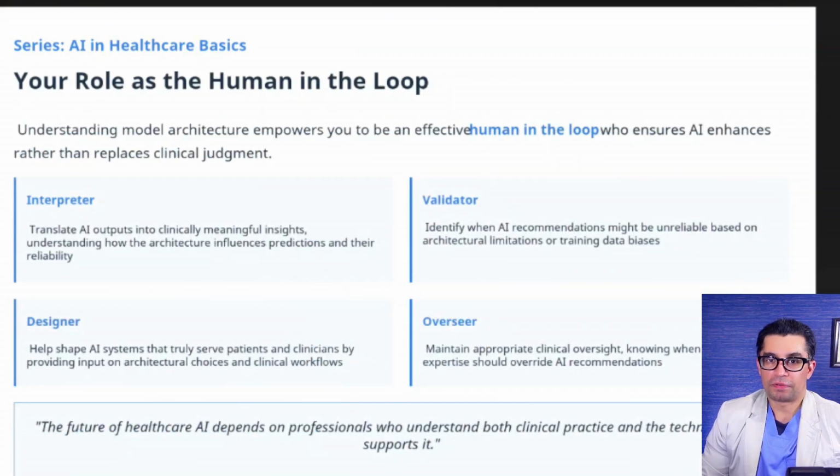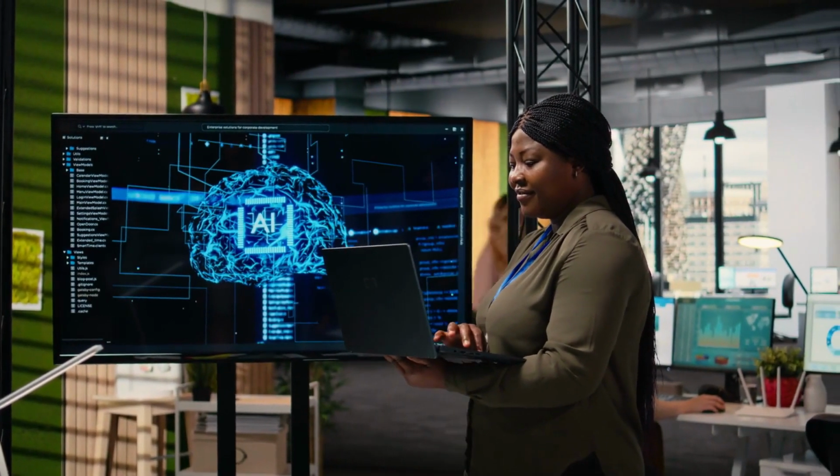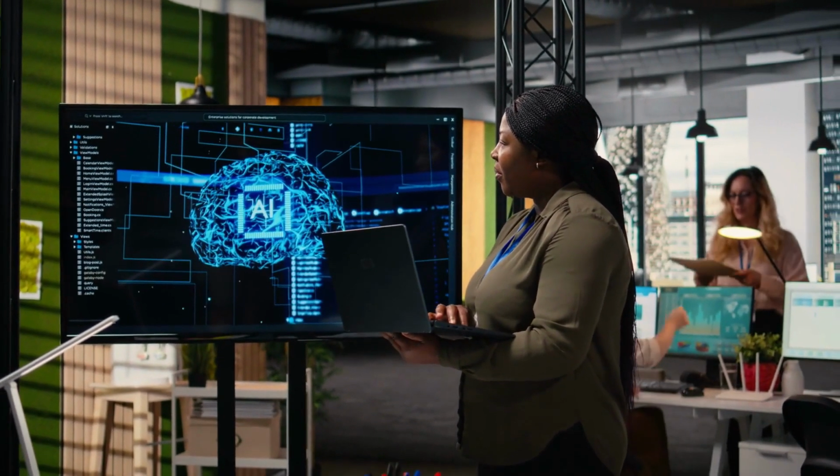If you can discuss AI model architecture in a healthcare setting, you stop being a passive AI user and you start being a person who shapes and develops safe and effective AI systems. And that's the human in the loop. And that's the future leader in healthcare. And if you want to be a future leader and not be left behind, then watch this video.